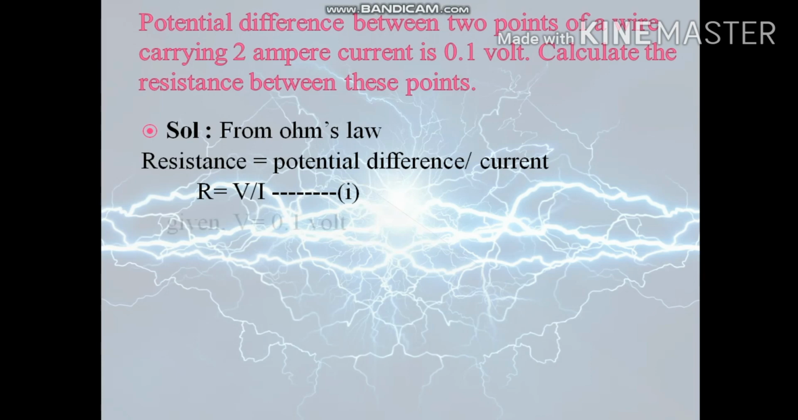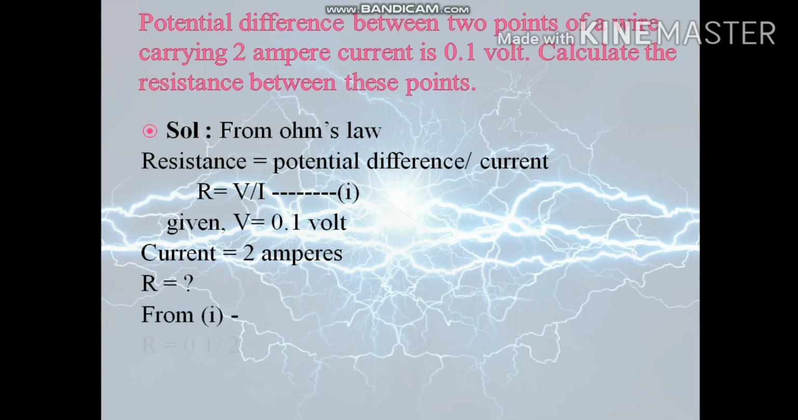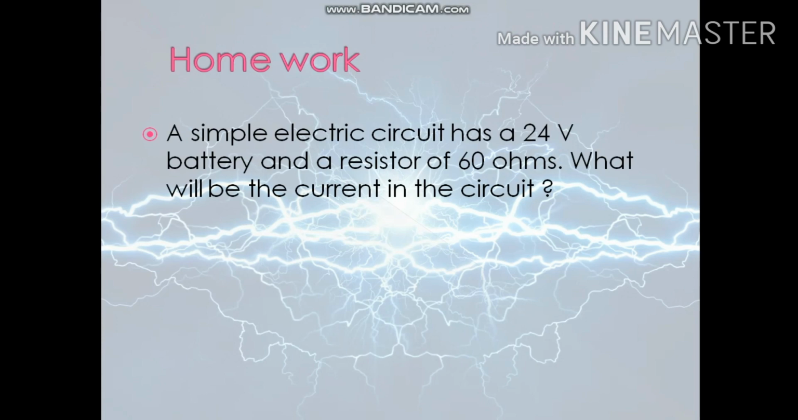From Ohm's law we know that resistance equals potential difference divided by current. Resistance is denoted by R = V/I. Here, given potential difference V = 0.1 volt and current I = 2 amperes. So from equation 1, we get R = 0.1 divided by 2, which is equal to 0.05 ohm. That means the resistance between these points is 0.05 ohm. In this way we can calculate resistance by using Ohm's law.